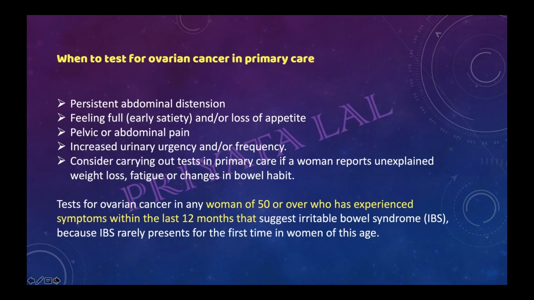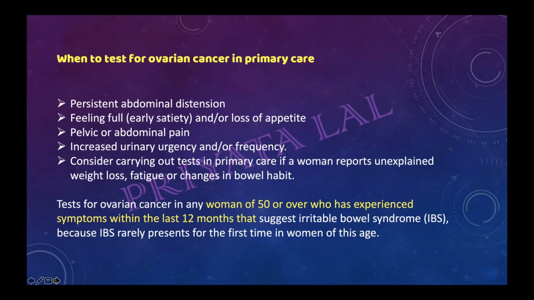Now this is from NICE only. We already know that in the UK there are levels of care. Primary care will be managed by the GP in the community. With what symptoms does a patient usually present in primary care? This is important to know because questions are framed in the same way. Persistent abdominal distension, feeling full, early satiety or loss of appetite, pelvic or abdominal pain, increased urinary urgency or frequency, and considering various tests with unexplained weight loss, change in bowel habit, or fatigue.